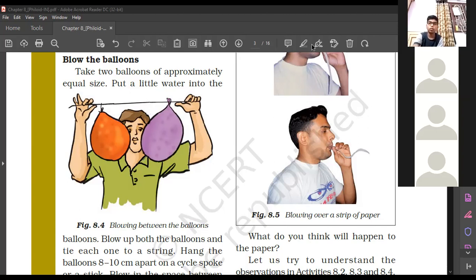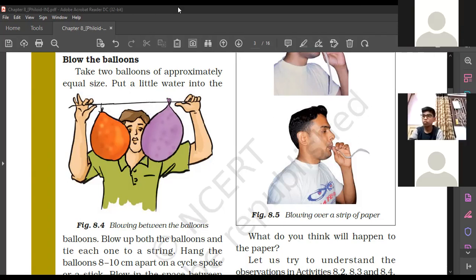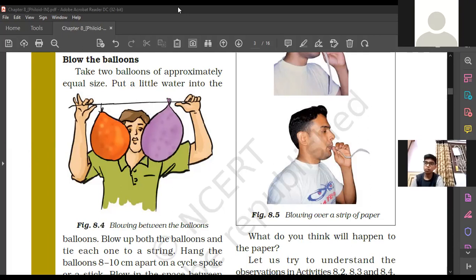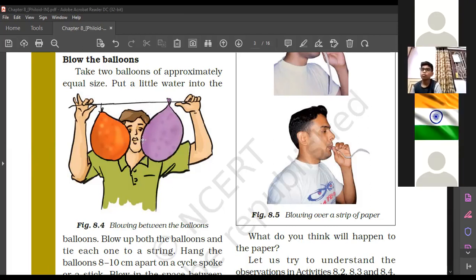How many of you understand? Raise your hands. Sir, can you tell it? See, we have taken two balloons with a little water in them. If you start blowing air from your mouth in between the balloons, what will happen? It will create a high speed wind in between the balloons. If there is a high speed wind, automatically the air pressure will be low. Clear up to this?